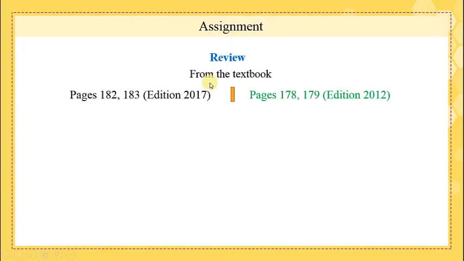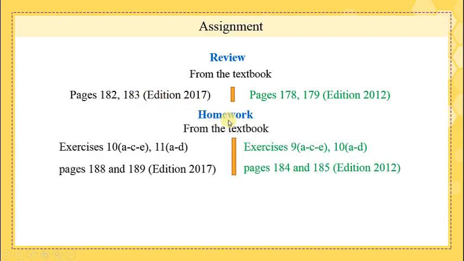Assignment. Review from the textbook, pages 182-183, edition 2017. Your homework from the textbook: exercises 10, parts A, C, E, and 11, parts A and D, pages 188 and 189, edition 2017.